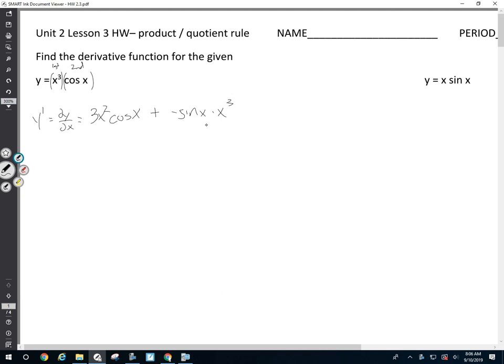Do not multiply the x and the x cubed together. They cannot be multiplied together. This x is being tied up by the sine. If anything, if you'd like to, you could factor out an x squared, but it's not necessary.